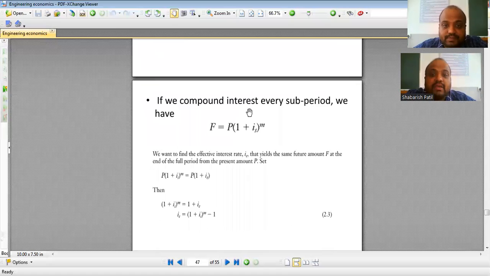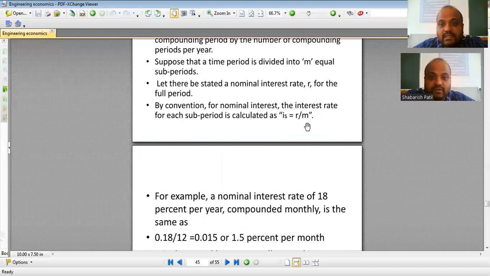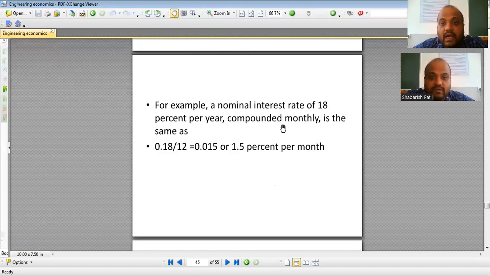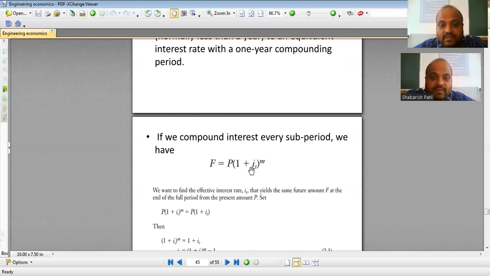If we compound interest every sub period, then what we will have is f equals p into (1 plus is) by m. Now remember, your is value is r by m. We already have this. is is r by m. r is the interest rate per year. m is the number of sub periods within a year. So what will happen to this expression? This is supposed to be substituted by r by m.